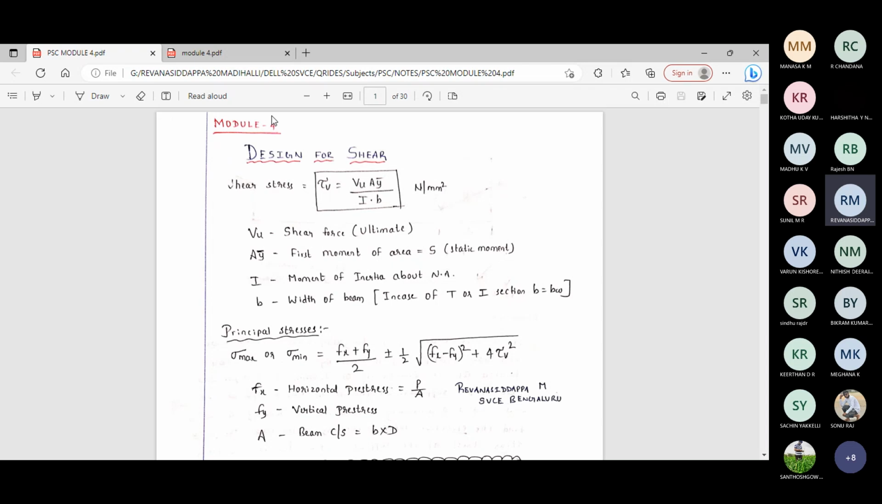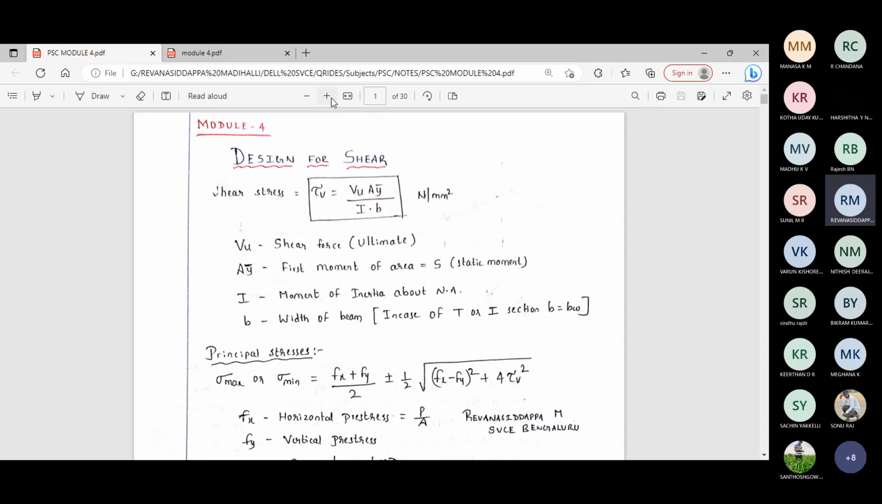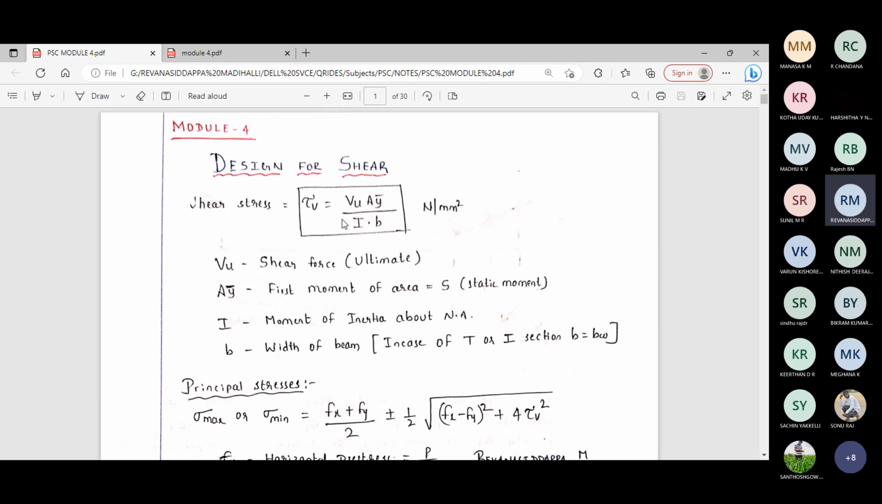Here also the basic principle used behind analysis for shear is the same. Whatever you used to practice in strength of materials for a normal RCC beam for analyzing the shear, the same principle we will be using here, but in consideration with the effect of pre-stressing force, we will find the ultimate shear resistance of the PSC beam.